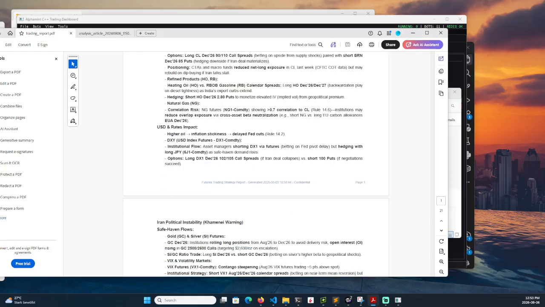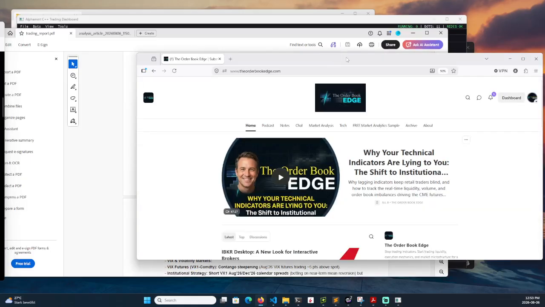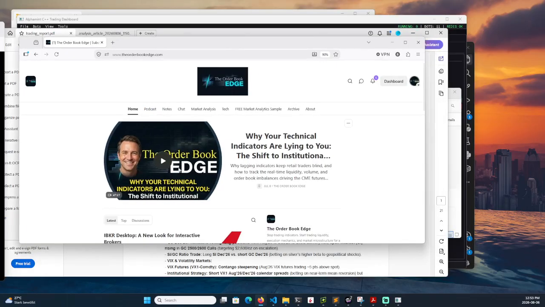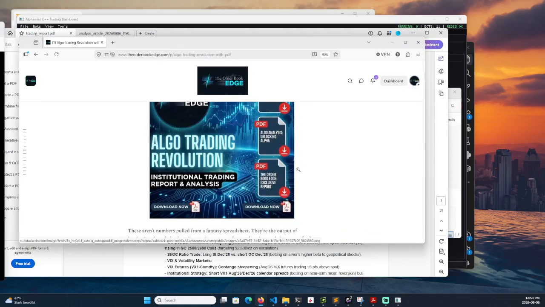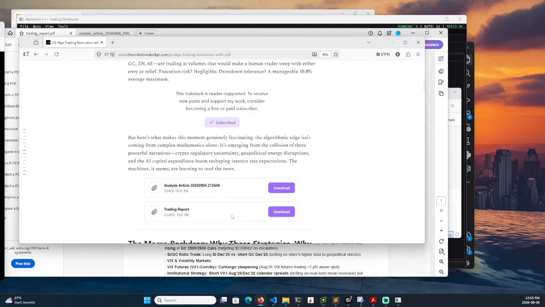Just so people know, if you want to get a sample of that, we do have this website here called the new order book edge.com. That's basically a Substack. So if you go here, look for this article right here, Algo Trading Revolution with PDF Reports, Institutional Strategies Reshaping Markets in August 2026. And these are sample reports that you can get from what I'm about to show you.